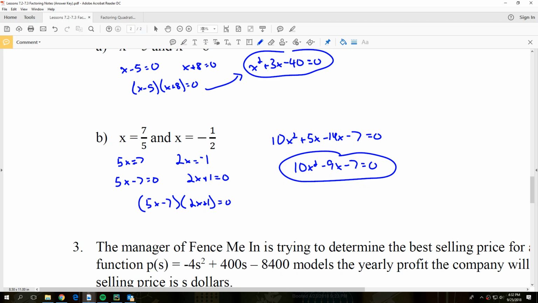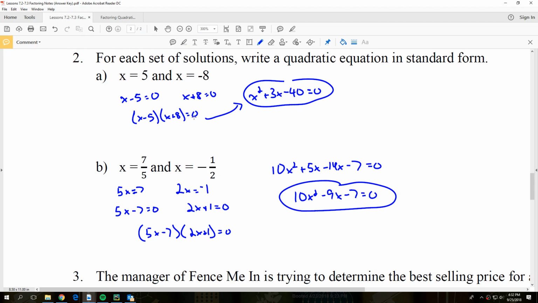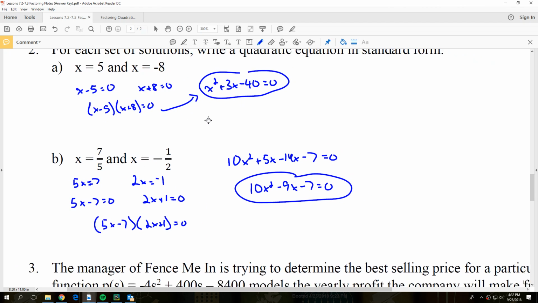These are kind of fun. It really tests how fluent you are in solving these, because you have to do it all backwards. So anyway, all right, let's go to the next problem here.